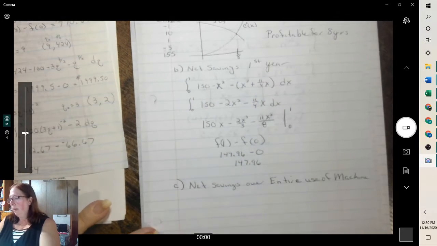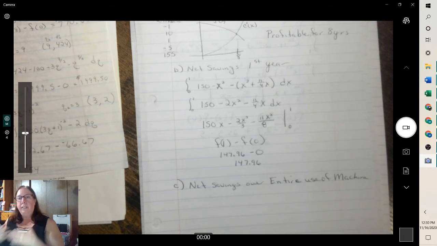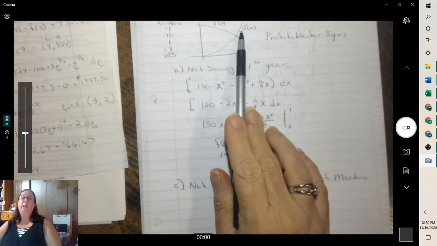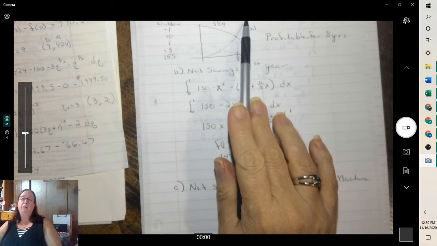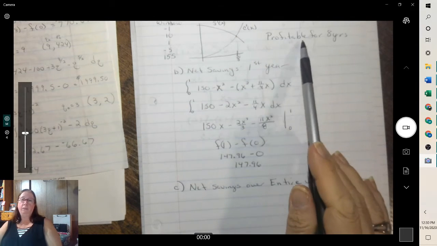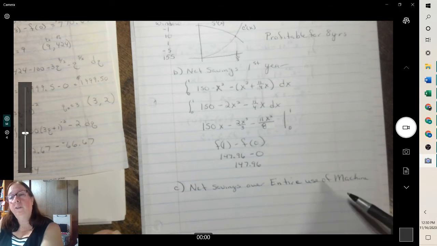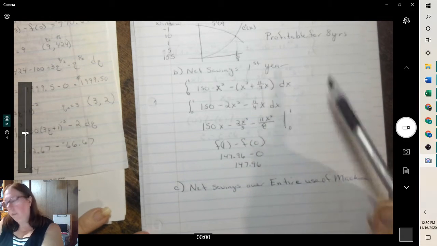The next part asks for the net savings over the entire use of the machine. Well, how long is that? It doesn't make sense to have it after 8 years because you're losing money after 8 years. The cost skyrockets. So even if you don't have a replacement, it's not worth using this. So the net savings over the entire use of the machine, you'd only use it for 8 years.